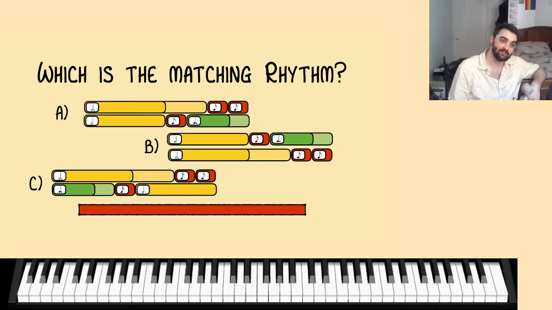1, 2, 3, 4. 2, 3, 4. 1, 2, 3, 4. Is that right? 1, 2, 3, 4. 1, 2, 3, 4. That's correct. Sorry. I am very sloppy today. I'm really sorry. So I'll play that again.